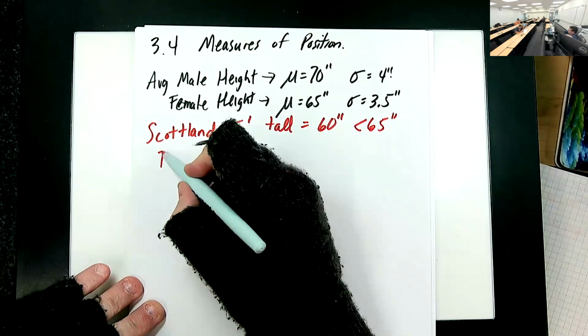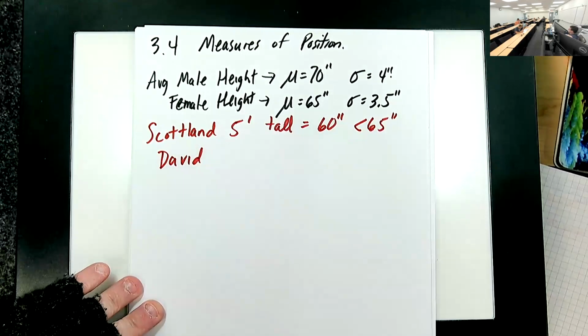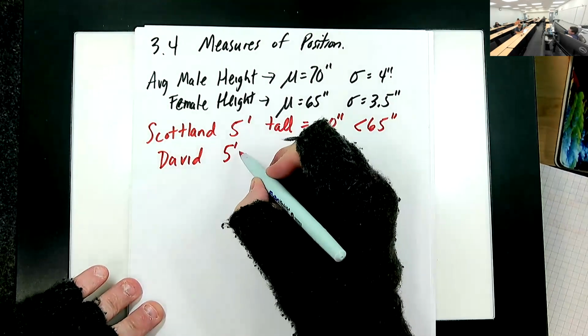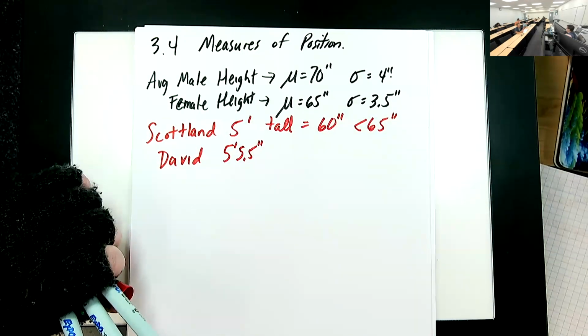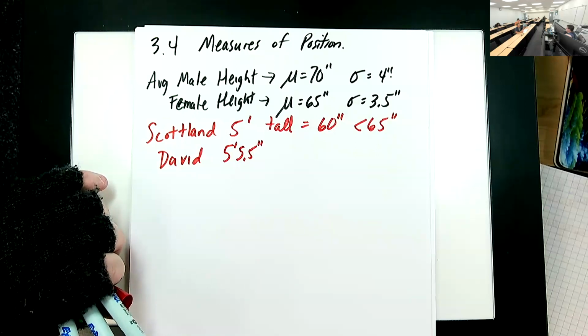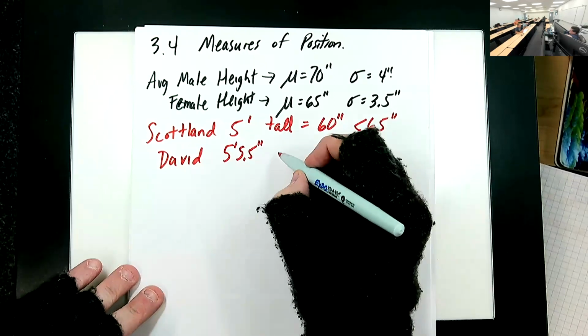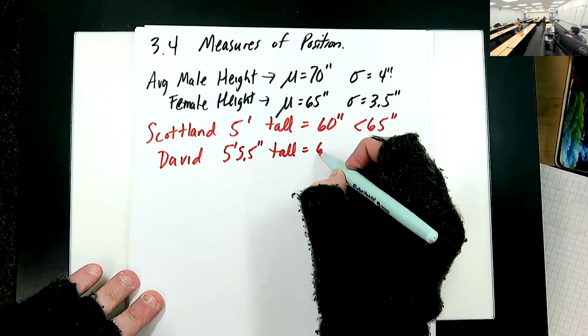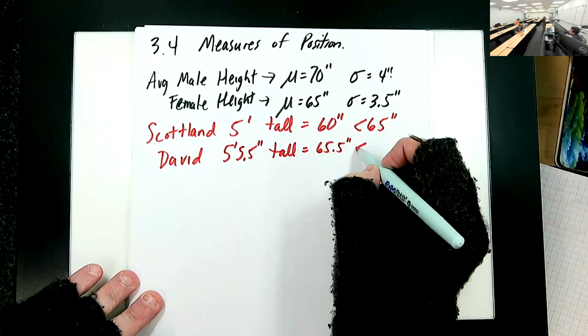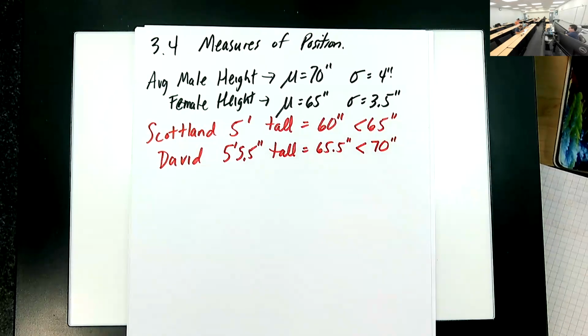Myself, David, I stand at a proud 5 foot 5.5 because I care about that half inch. When you're short, it matters. Tall people don't care about the half inch. Short people do. If I convert that to a score, that is 65.5 inches, which is less than the average male height. Okay, so we are both shorter than the average height of our respective genders.